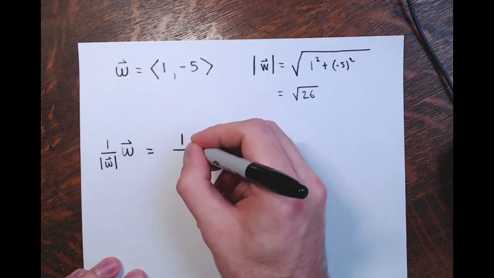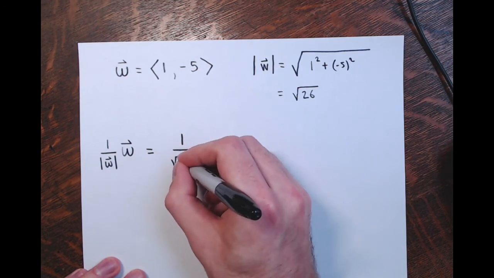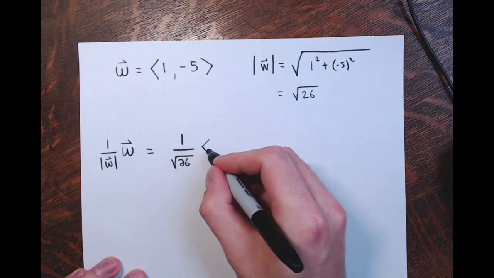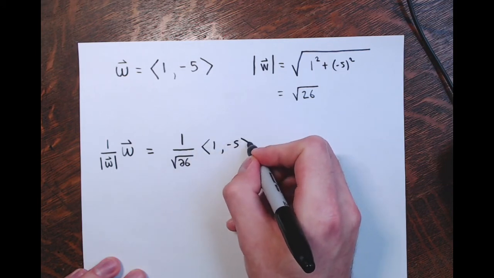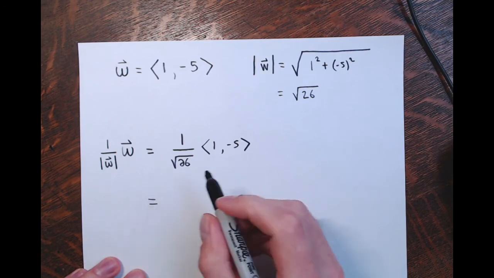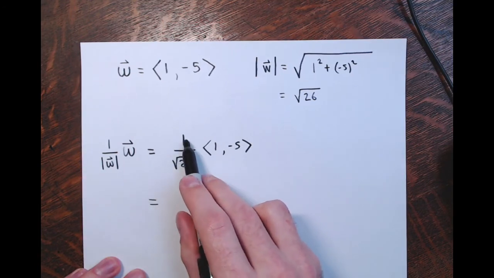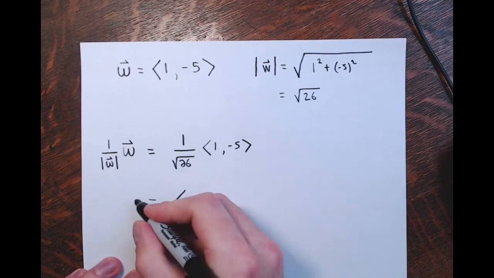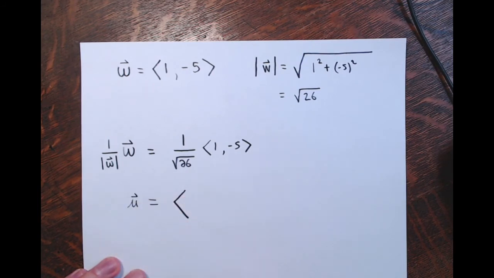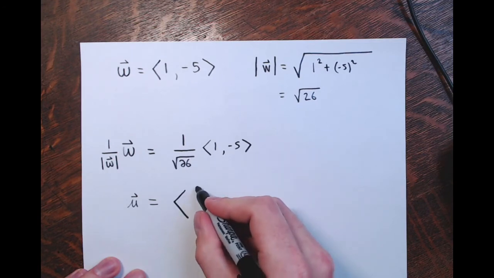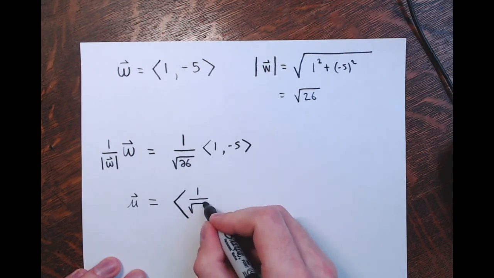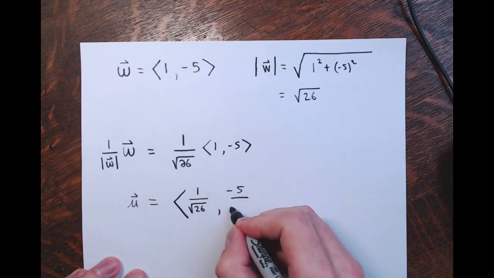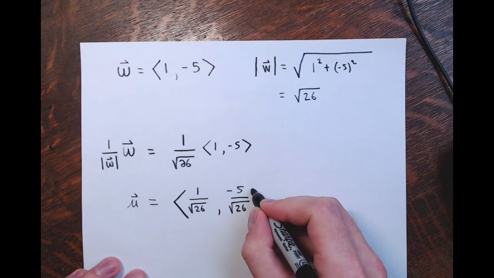So 1 divided by the square root of 26, there's your 1 over the magnitude of W, times W. Hopefully you recall how to do scalar multiplication. This is a scalar out here, a number. You just multiply each component by that number. I'll call this U for unit vector. First component, 1 divided by the square root of 26. Second component, -5 over the square root of 26. And there you go.